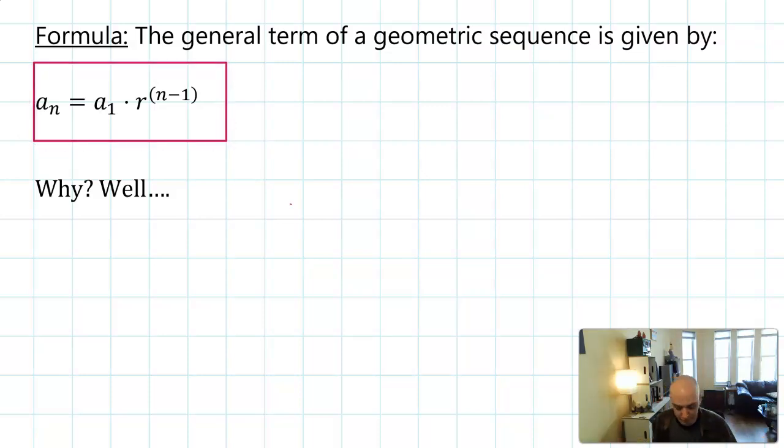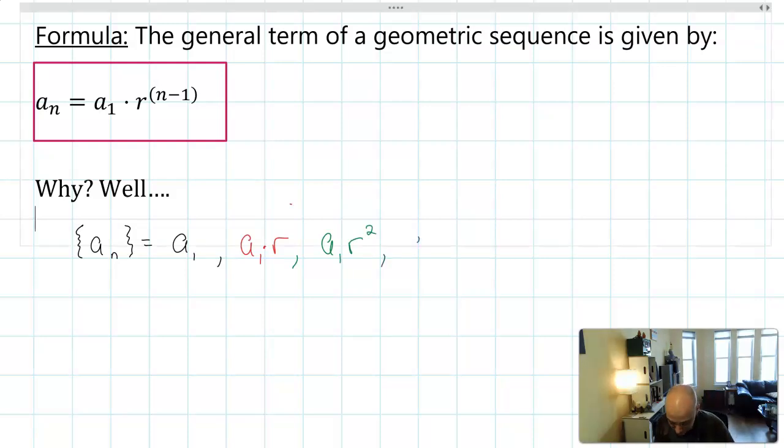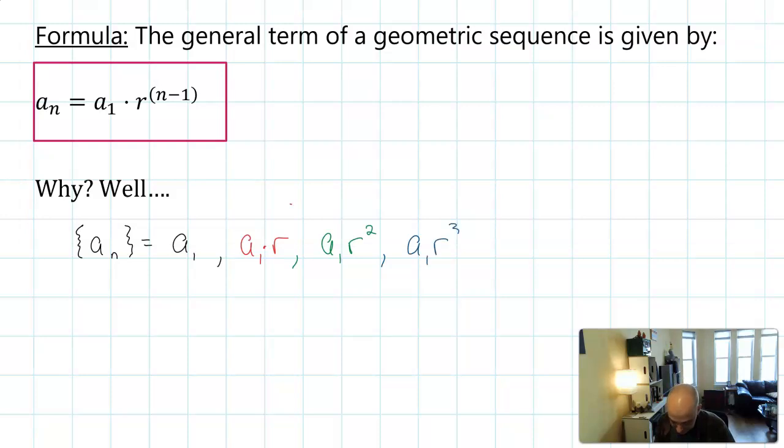And to be a little more formal about why that's the formula, well, let's just think about the sequence an. That's geometric. The first term is a1. The second term is a1 times the ratio 1 time. The third term, we just multiply by the ratio again, so I'll write it as a1 times r squared. And the fourth term, well, I'm just going to multiply by the ratio again, so that's a1 times r to the third, and so on.